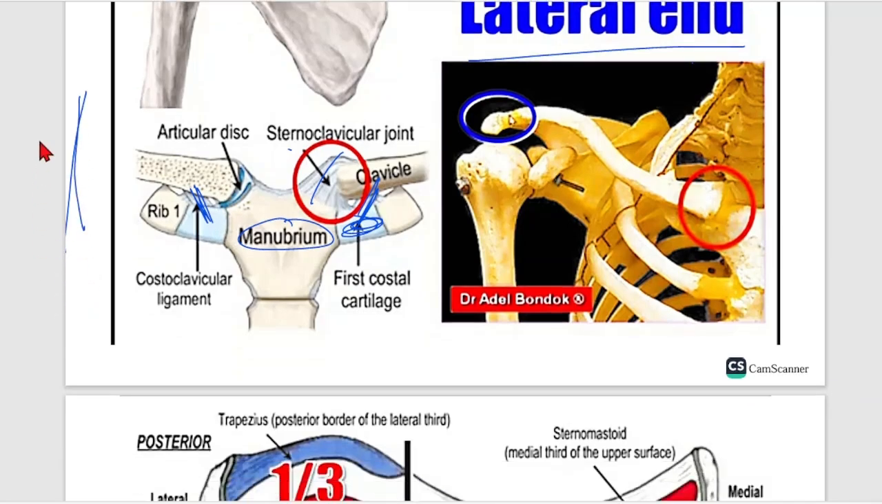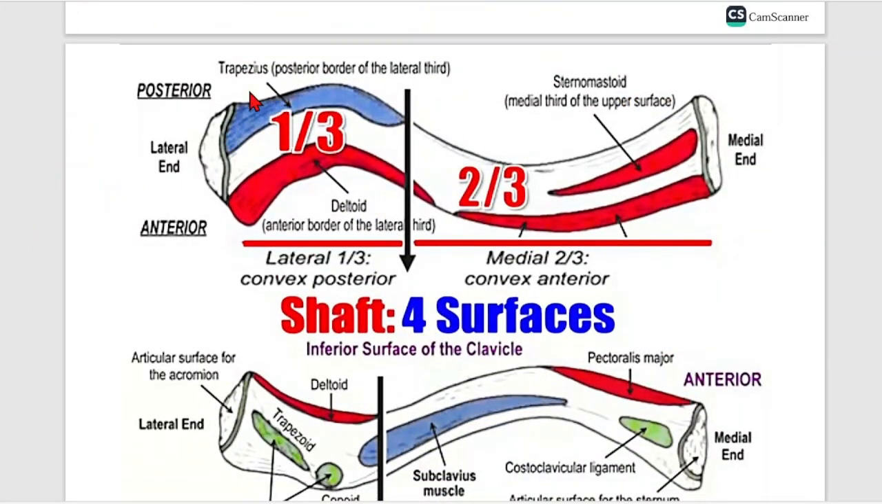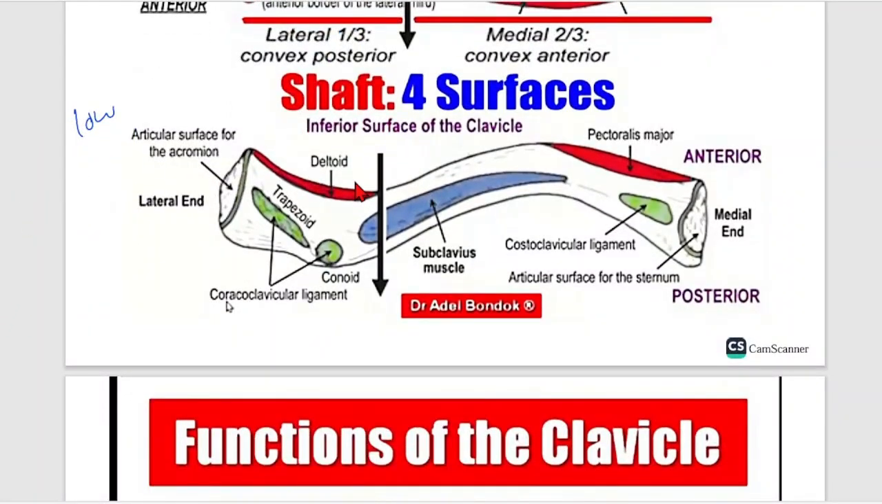Now move toward another slide, where you see the bone from the upper side and from the lower side. From the lower side you will see these muscles. From the upper side you can see the trapezius muscle is attached and the deltoid muscle is attached. I have already told you where the deltoid is present. The sternomastoid muscle is attached. Now come to the inferior side.